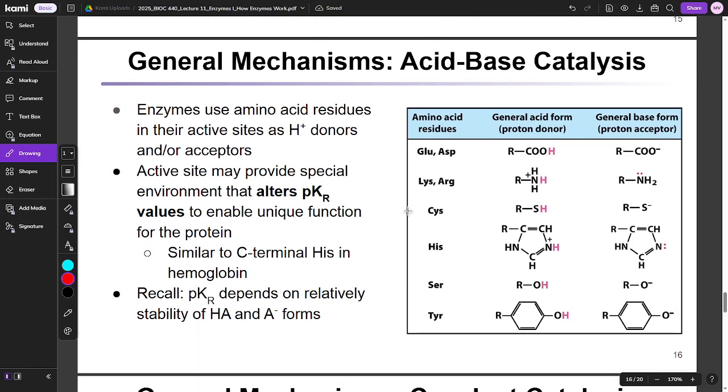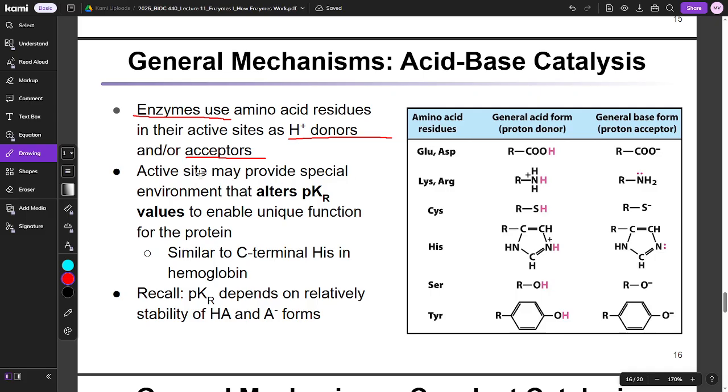So you should have in mind a couple things. Obviously enzymes use amino acid residues, right? Because they are proteins. And they use things as H plus donors and acceptors. So the donors, try and think about what they are. Acceptors, what are they? I mentioned them above, right?